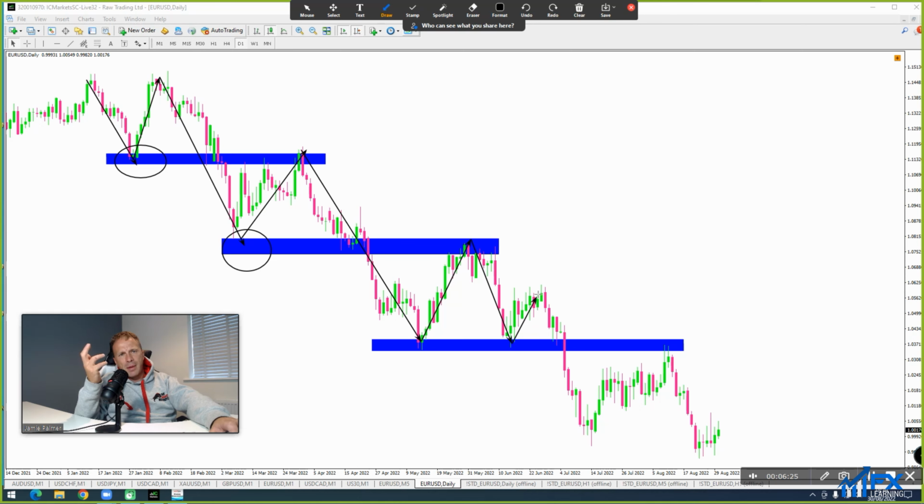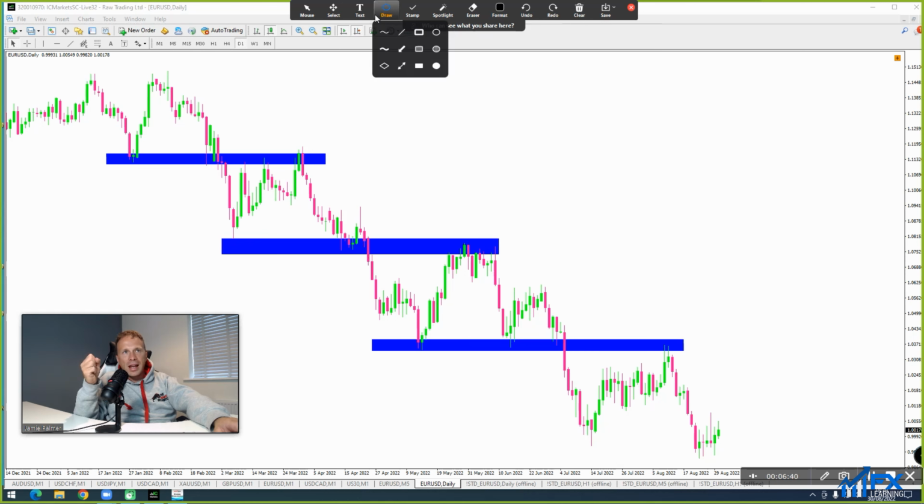We have this kind of choppy move about, comes down, and again you get the idea. And all the way along down we've got lower lows, lower highs, lower highs, lower highs, lower lows. So you get the idea. This is a downtrend, and what we're looking for is areas where price is likely to reverse from.